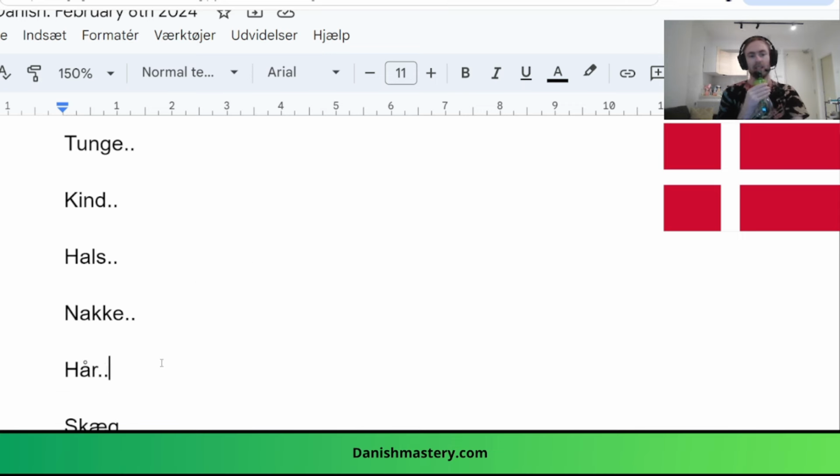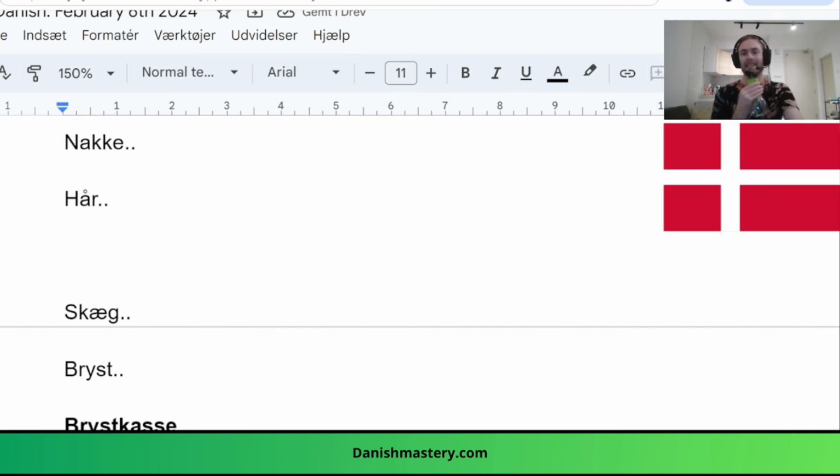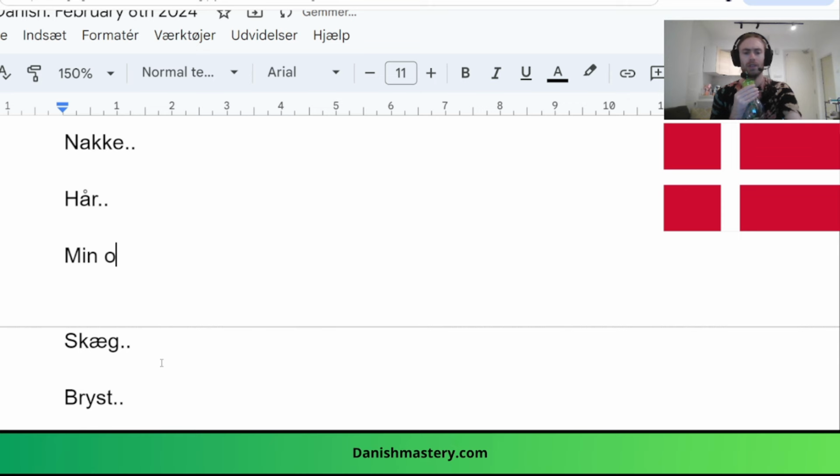I wanna take hår. Hår is hair. Okay. Hår. Min onkel har det flotteste hår. Yeah. Min onkel har det flotteste hår. My uncle has the nicest, prettiest hair.